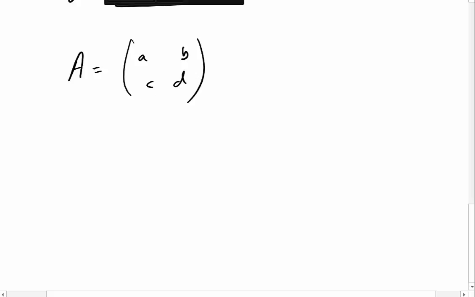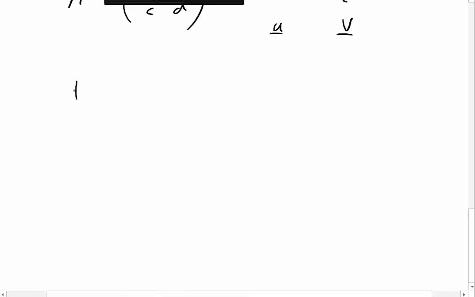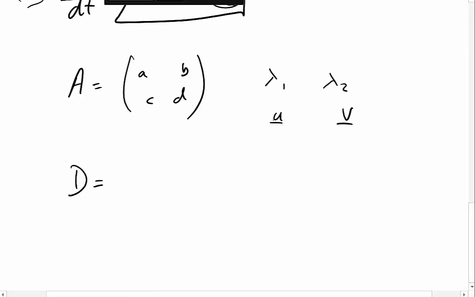And then from that, we've got eigenvalues, lambda 1 and lambda 2, and corresponding eigenvectors, which I'm going to call U and V. So U is the eigenvector corresponding to lambda 1, and V is the eigenvector corresponding to the lambda 2 eigenvalue. Now what I want to do is form two matrices. I want to form a diagonal matrix which is based on my lambdas. So lambda 1, lambda 2, and the other elements are 0.